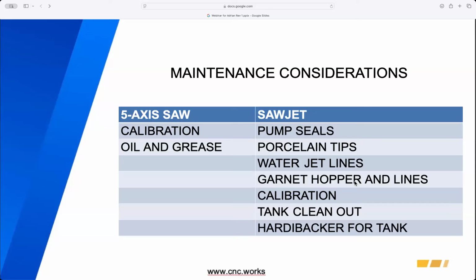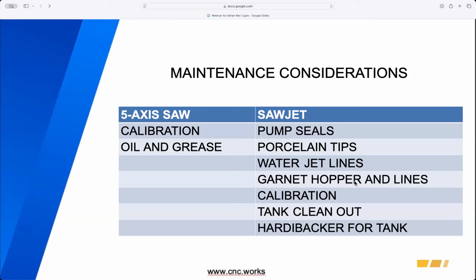And this is a little bit about the maintenance that I've been talking about, just the things you have to do on both machines. I mean, you have to keep them calibrated. You have to do that as well on the Sawjet. But I put 5-axis saw. Probably should have put that on the Sawjet as well. And of course, oil and grease.